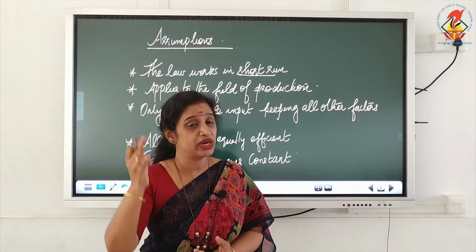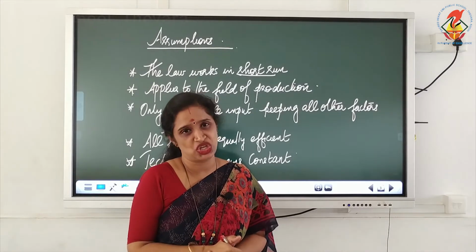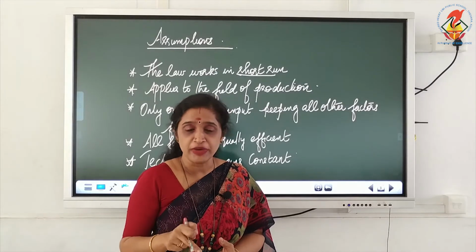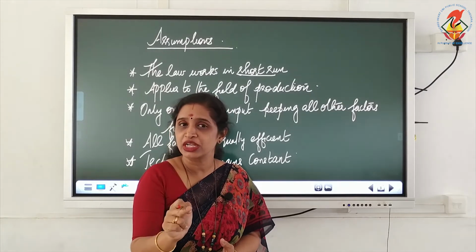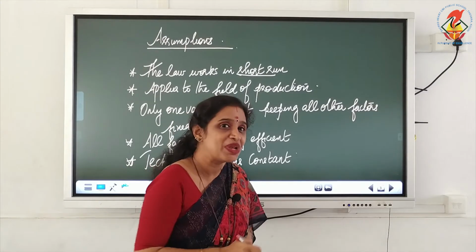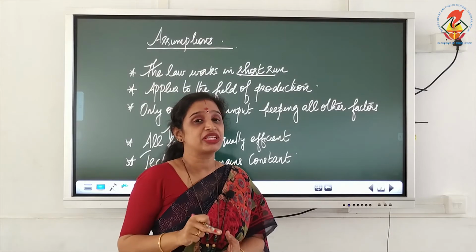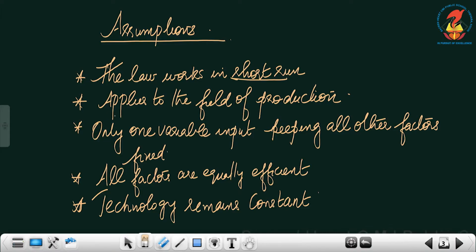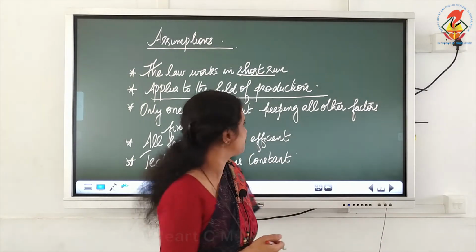Which factor is fixed here? Machines and land. What is the peculiarity of the long run? In the long run, all the factors will be changed. But here we are discussing the theory under the short run. Short run means a time period where some factors are fixed and some factors are changed. Here the changing factor is labor and the fixed factors are land and machines. Now, this law is applied only to the field of production.